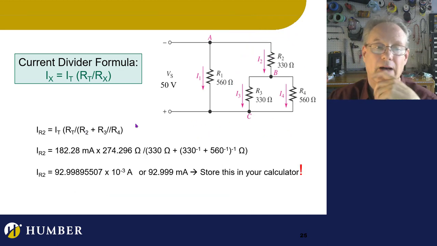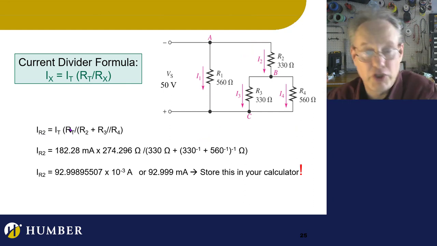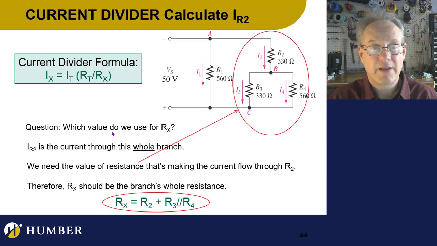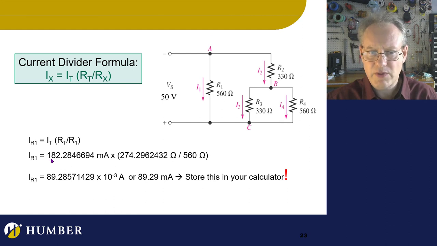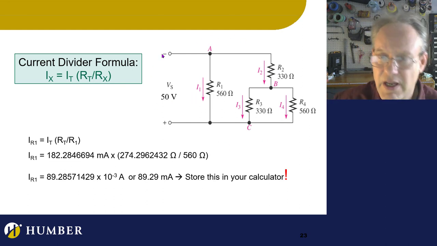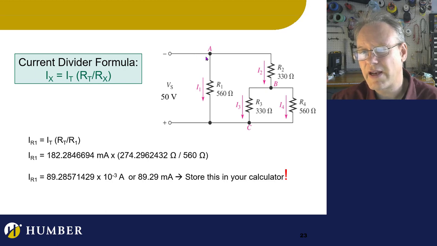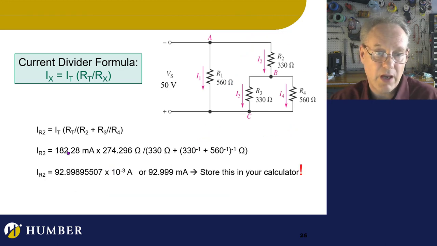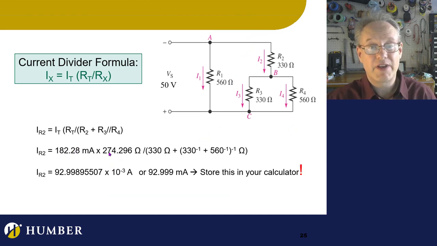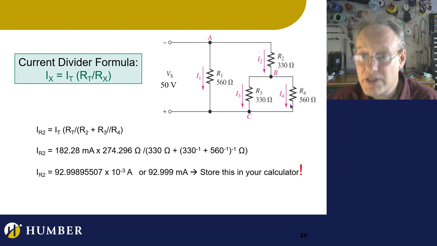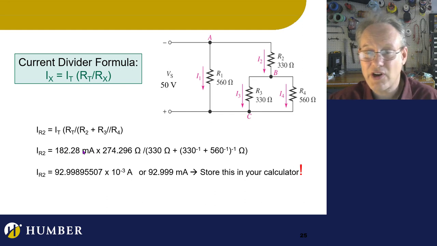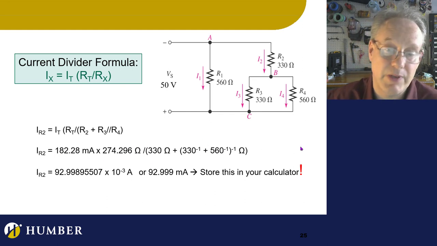Okay, good. So now let's actually do the math. So IR2, using the current divider formula, is going to be the total current, which in this case is 182.28 milliamps. Let's find out where we calculated that originally. Here, this was the original calculation with the total resistance. That's the current going through here. It's getting divided amongst here and here. Good. So we know that value is going to be 182 milliamps times the total resistance of the entire circuit, divided by just the resistance of this. There you go. So this is resistor notation, and I'm just turning it into a formula here with some numbers in it. I'm just jumping straight to the numbers.